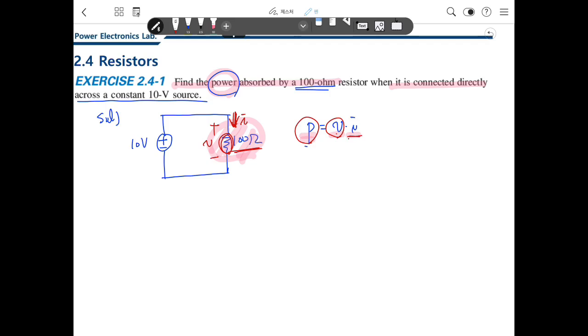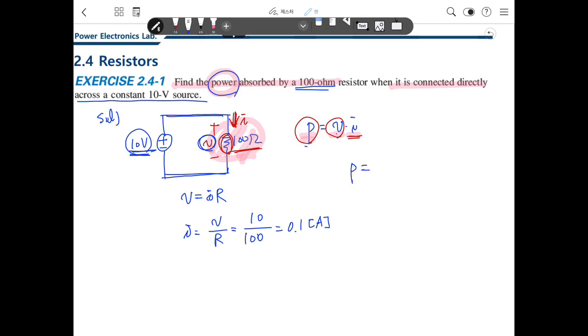Then first we need to know about current. To calculate current, we should use Ohm's law. What is Ohm's law? V is IR. So I is V over R. Then V is this, because this voltage is directly connected to the resistor, so it will be the same. So V is 10 and R is 100. That means 0.1 amps.